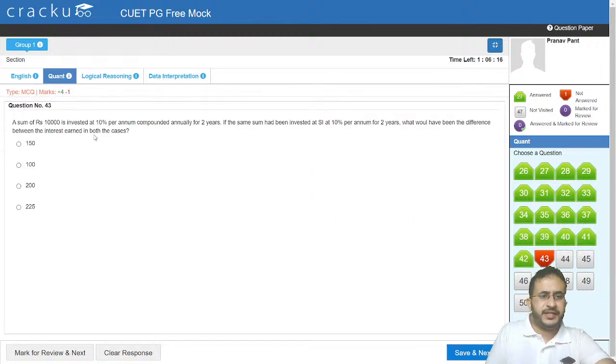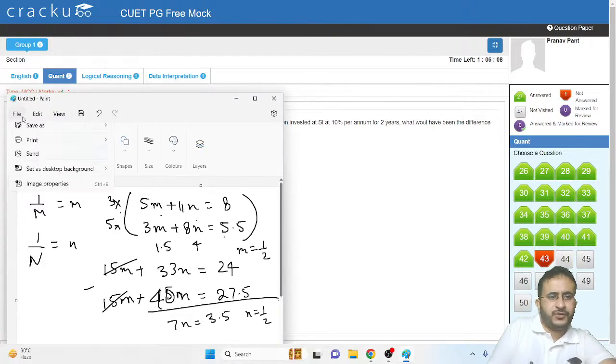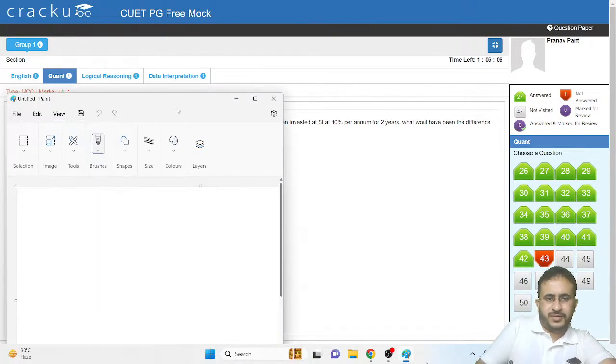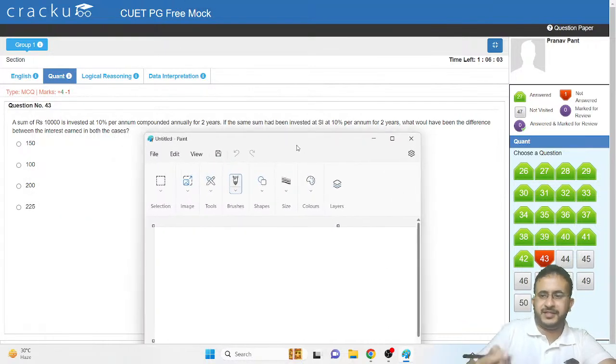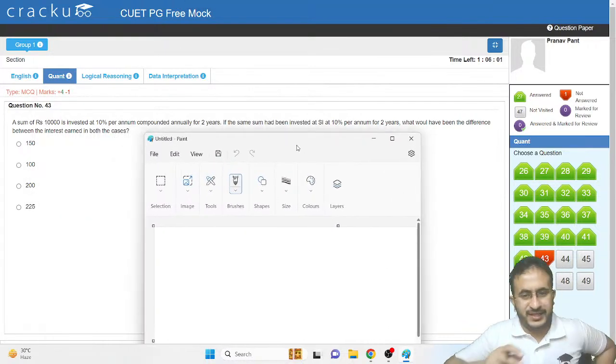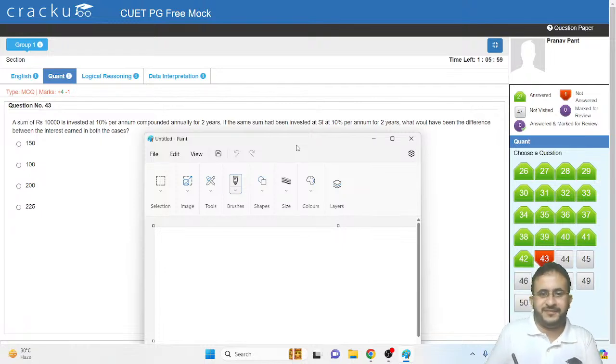10,000 is invested at 10% compounded annually for 2 years. Had the sum been invested for 2 years, what would be the difference between the interest earned in both the cases? Okay, very simple question. I don't know. I mean, I don't think this level इतना भी easy नहीं होगा. थोड़ा तो calculations लगेंगे. This paper looks very simple to me.